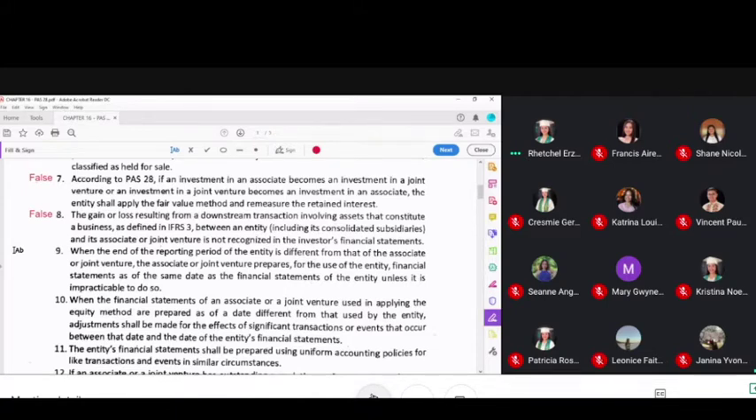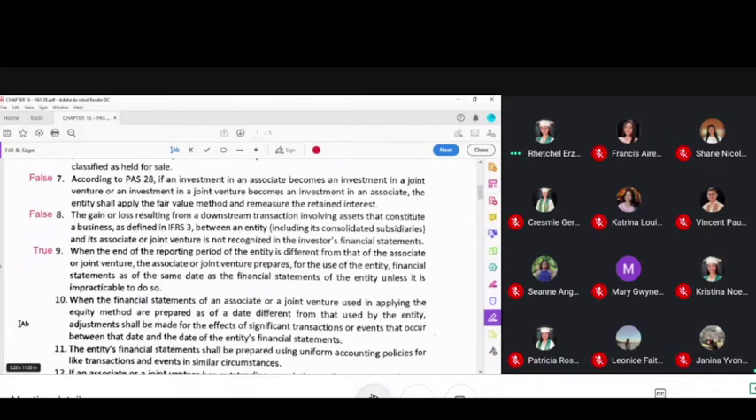Okay, that's correct. And I hope you can visualize, class, the possible issues in accounting for associates. What if the associate ends on a different month than you end on December? And in preparing your records, you need the financial information of the associate. You are using the equity method. You have to monitor the profit of the associate. So the rule is the associate will have to prepare a financial statement that will match the entity's reporting period.